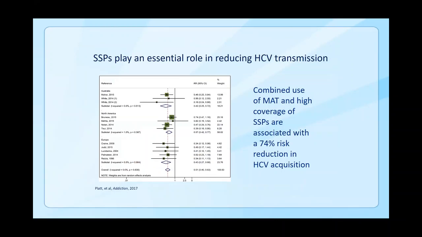SSPs also play an essential role in reducing hepatitis C transmission. Studies show that medication-assisted treatment alone reduces the risk of hepatitis C transmission by over 50%. When combined with good access to a syringe services program, the risk of hepatitis C transmission decreases by 74%.